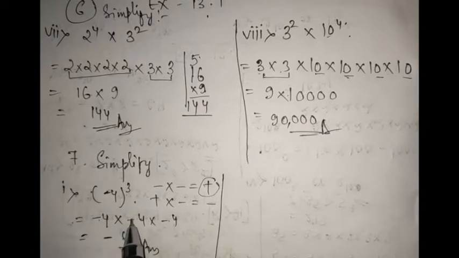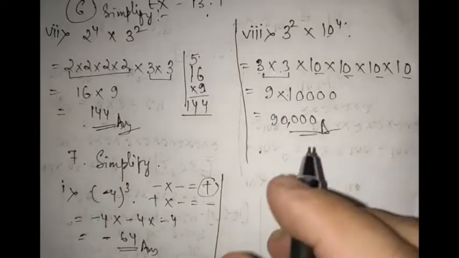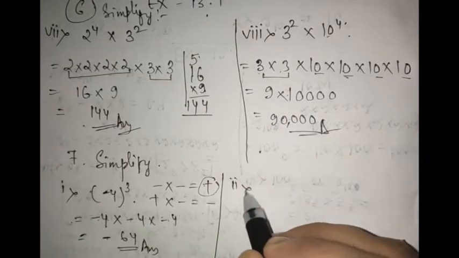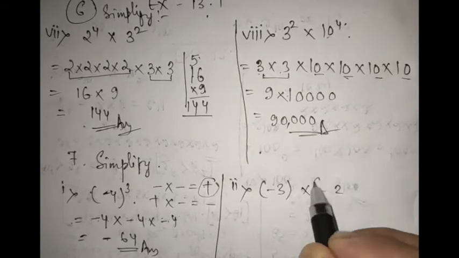Minus into minus is plus, plus into minus is minus. 4 4s are 16, 16 into 4 is 64. Alright, so number 2, let's proceed to the part 2 question. The question is minus 3 into minus 2 cube.